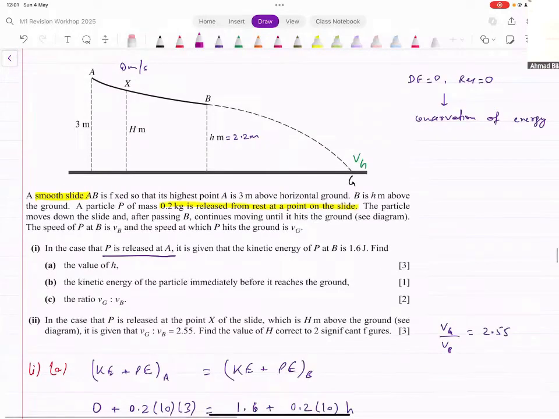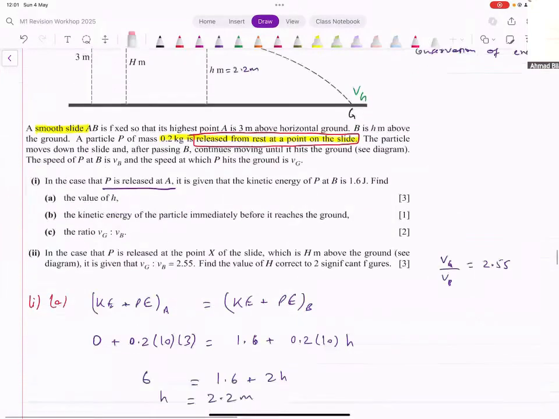The question says it's released from rest. So let me find that again. Okay, yeah. So the particle is released from rest at a point on the slide. Okay. So in the first case, it's released from rest at A. And the second case as well, it's released from rest at this point. Okay, so it's given in the question.